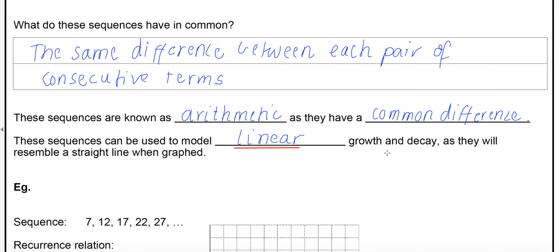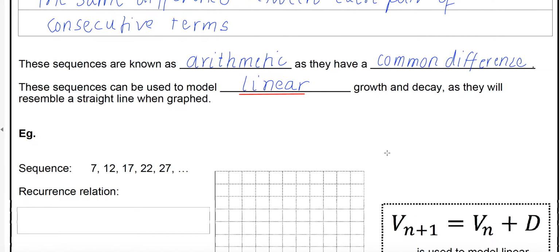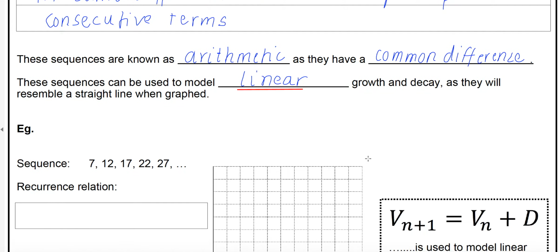When you graph these, so when you graph those terms for different values of n, so for n being the number of iterations, you will always get a straight line, and hence that's why we call it linear growth or linear decay, because it creates a linear relationship when it is graphed.